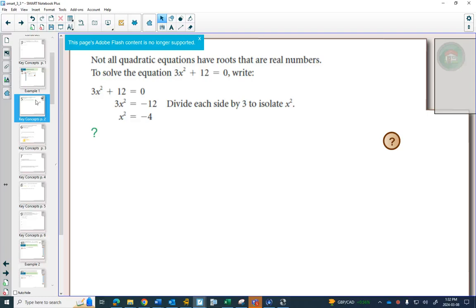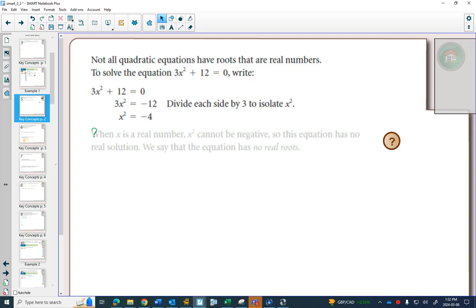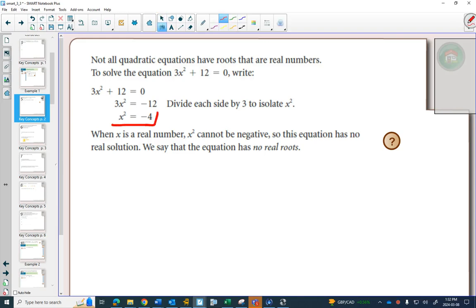And again, review what we've been thinking about so far. If we have something squared and we can get it by itself, then we can square root both sides. However, sometimes, like in this example, when you get it by itself, you have something squared equals a negative. And you see that that will never happen. If you get something squared equals a negative, that's going to be impossible, and we're going to say that it has no real roots.